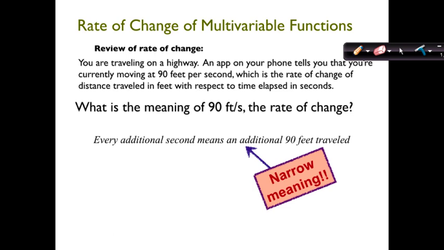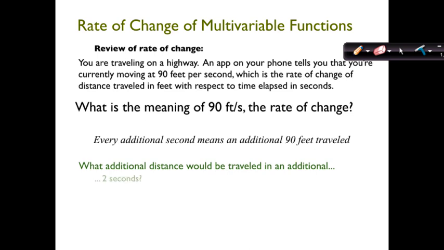This is a narrow meaning, okay? This is a really narrow meaning of that. But unfortunately, it's the meaning that most people have. They say, oh, every second means you go 90 feet. Every second that goes by means you go 90 feet. But this is a very narrow meaning. And so Alex was getting at a better meaning, okay? He was talking about, so do you know how far you go in 2 seconds at this constant rate? How far do you go? So you know more than that you go 90 feet in 1 second. Do you know how far you go in half a second? 45 feet. Do you know how far you go in a third of a second? 30. How about a tenth of a second?